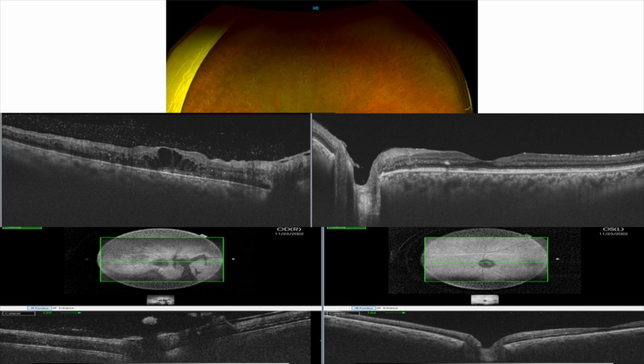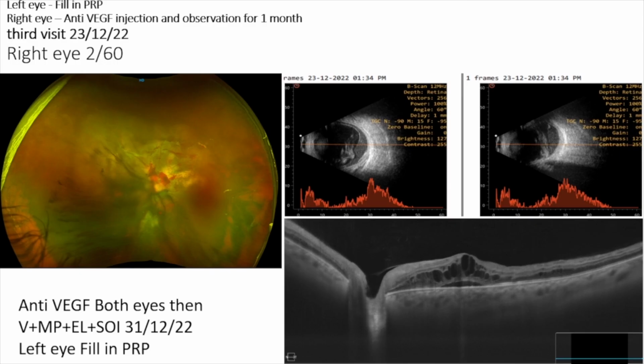The OCT scan crossing the disc shows a new vessel, NVD, with some mild element of traction, while it's normal in the left eye. So in the left eye fill-in PRP was advised, and in the right eye, anti-VEGF for the macular edema was advised, and observation for a period of 1 month was advised.